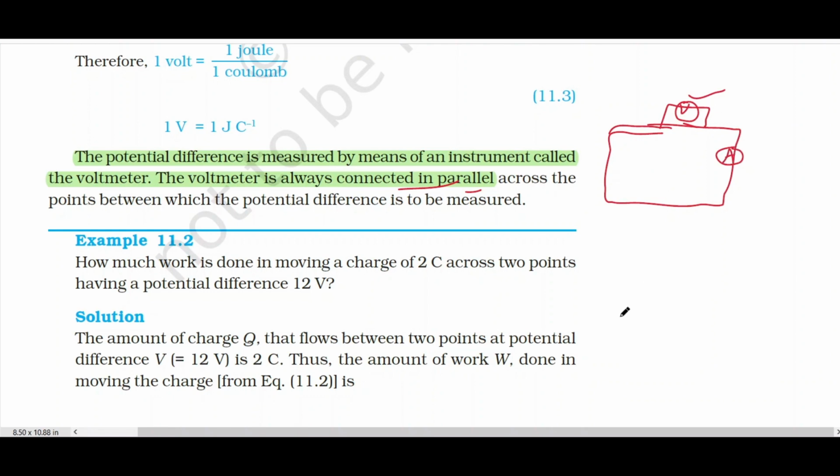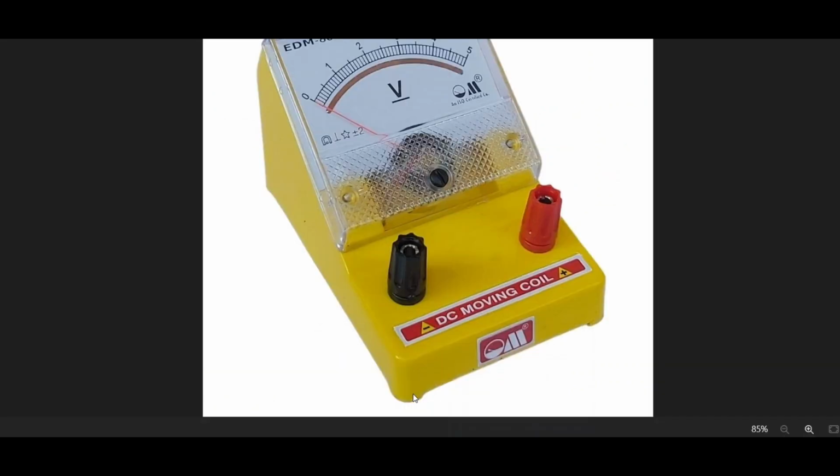Just for your convenience, if you want to see what is an ammeter and what's a voltmeter, so this is how a voltmeter looks like. You attach your wires in the red and the black knobs that you see here, and the needle is used to see what is the potential difference in a circuit.